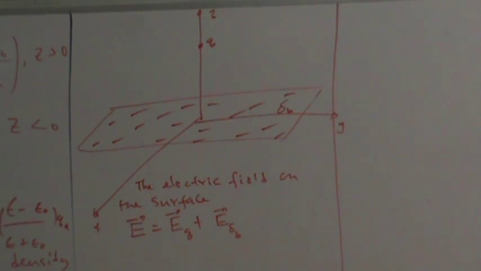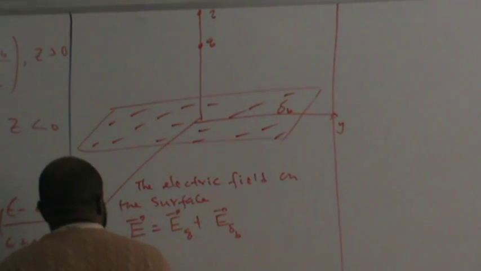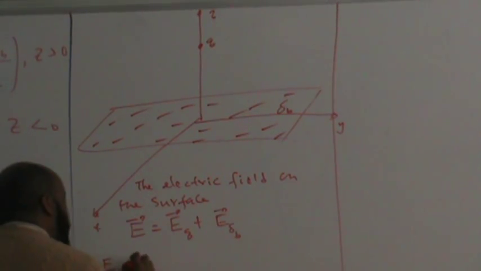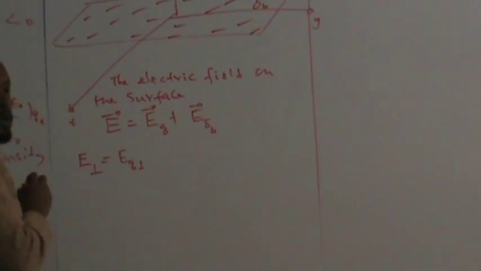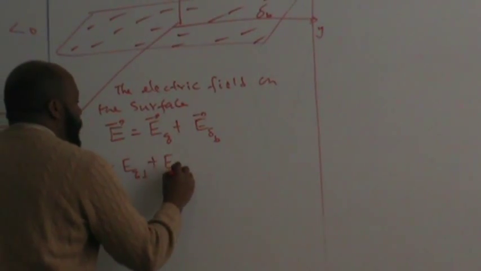Now, remember, since we are interested in sigma bound, and sigma bound is the polarization dotted with the unit normal vector, and the polarization is a function of the electric field. So when you take the dot product with the unit normal vector, what survives is which component of the electric field? Z. The Z component, so the normal component. So I can just focus only on the normal component of the electric field. So E perpendicular is going to be E_Q perpendicular and E sigma b.